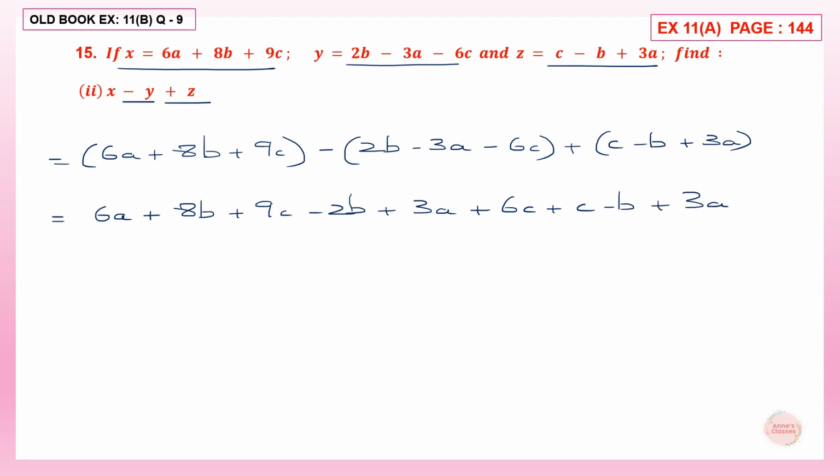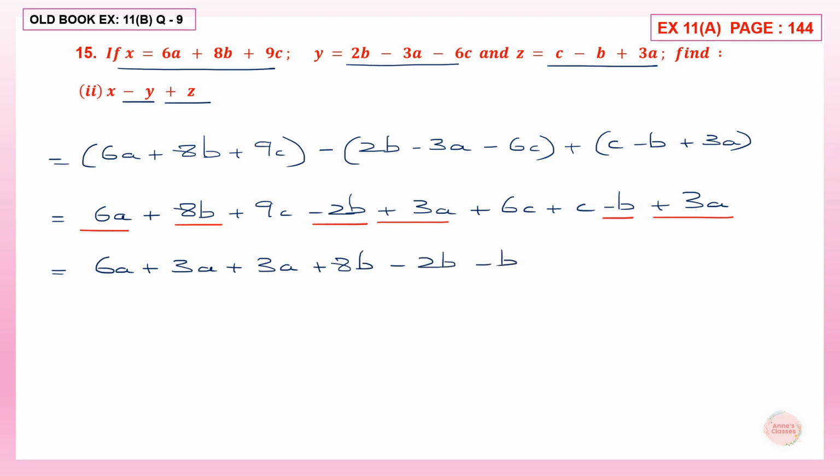Now get all the like terms together. 6a plus 3a plus 3a. So let's write that. 6a plus 3a plus 3a. Now get the b's together. 8b minus 2b minus b. So that will be plus 8b minus 2b minus b. Then let's take the c's. 9c plus 6c plus c. So that will be plus 9c plus 6c plus c.